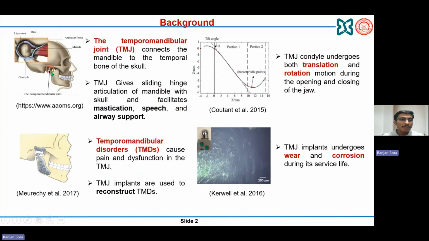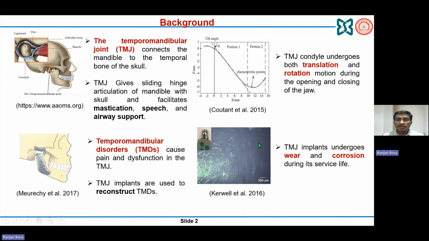Now, this temporomandibular joint goes through different temporomandibular disorders, which cause pain and dysfunction in the joint. To reconstruct these disorders, surgeons use temporomandibular joint implants. Researchers have found that the temporomandibular joint condyle goes through both translation and rotation motion during different activities of our mouth. And in this plot, we can see the contour of a temporomandibular joint condyle.